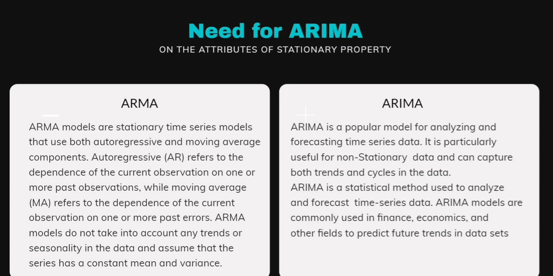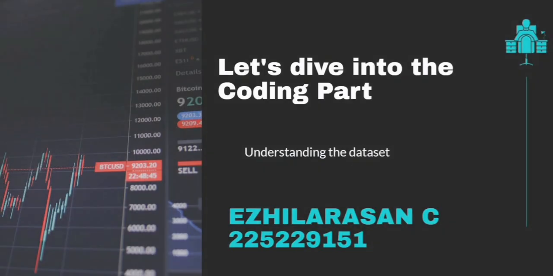The parameters of an ARMA model are represented as P, Q, where P is the order of the AR component and Q is the order of the MA component. The three parameters of the ARIMA model are represented as P, D, Q, where P is the order of the AR model, D is the order of differencing, and Q is the order of the MA model. ARIMA models can also be extended to include seasonal components, resulting in SARIMA models. In summary, ARMA models are useful for stationary time series that do not exhibit trend or seasonality, while ARIMA models are useful for non-stationary time series data that exhibits trend and or seasonality.